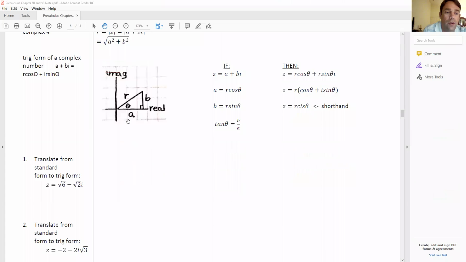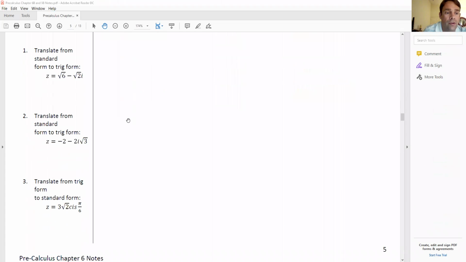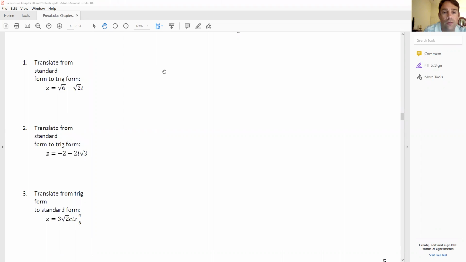So what we're going to do to begin with is I'm going to do one, then you're going to do one, then I'm going to do one, then you're going to do one. First, we're going to translate this from standard form to trig form. Some people would call this polar form, but we're going to call it trig form. The first thing we always have to do is figure out what R and theta are. Before we figure out R and theta, I would first recommend you graph it.